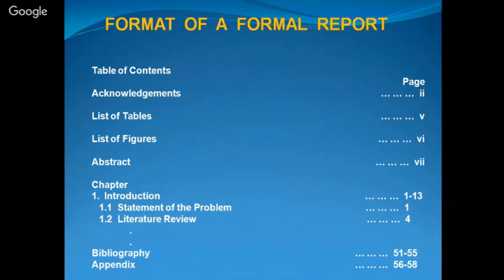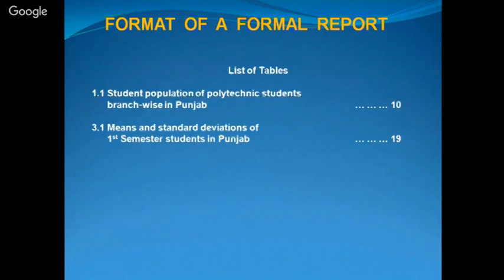This is the format of a formal report: table of contents, acknowledgement. It is appearing on second page, list of table, list of figure, abstract, then the chapter. So first chapter is introduction. It runs on 13 pages. Okay, उसके बाद उसकी decimal classification कर दिया. 1.1 is the statement of the problem. It is appearing on page number 1. Literature review on page number 4. Bibliography from 51 to 55. Appendix is from 56 to 58 page. So this is the complete format of a formal report.